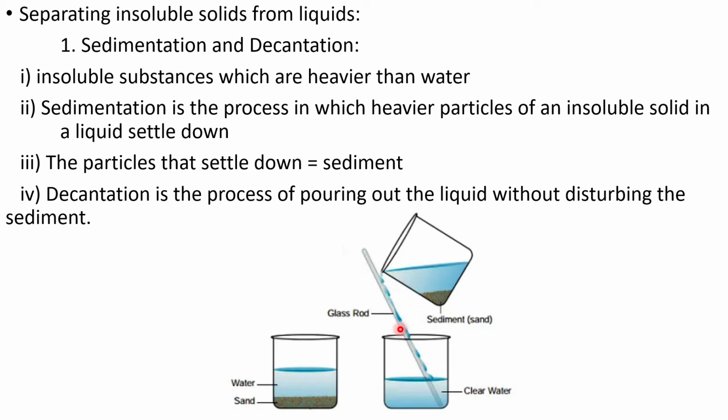So in decantation, we pour out the liquid without disturbing the sediment, धीरे से, ताकि सिर्फ ऊपर ऊपर का पानी अलग हो जाए और सैंड जो है वो अलग हो जाए. So this is sedimentation and decantation. Another method for separating insoluble solids from liquid is filtration.